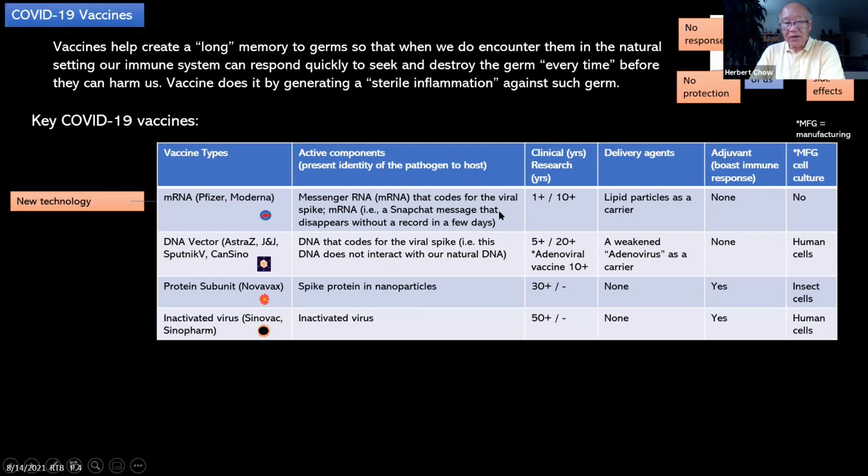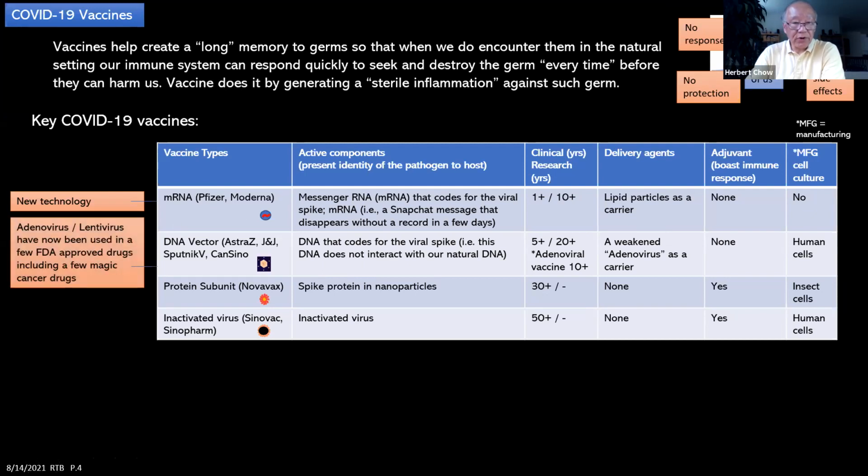And not only that, because we are not using the proteins or the whole virus, we're using the genetic code. It allows us to change rapidly. So if today the Delta becomes lambda, becomes epsilon, if need be, we can change the messenger RNA codes to keep up with the viral mutation. So it has a lot of advantages.